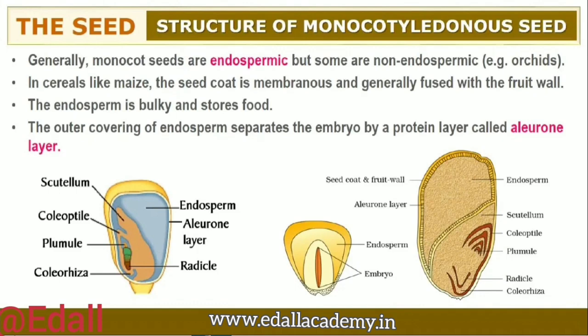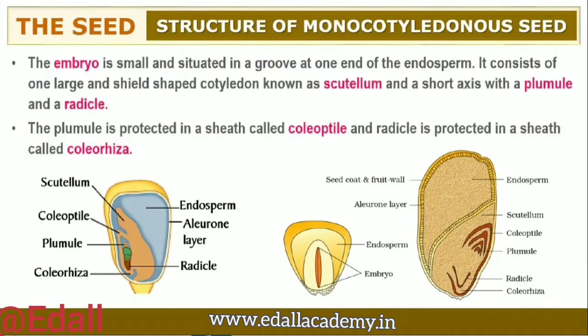The outer covering of endosperm separates the embryo by a proteinous layer called the aleurone layer. The embryo is small and situated in a groove at one end of the endosperm. It consists of one large and shield-shaped cotyledon known as scutellum and a short axis with a plumule and a radicle. The plumule and radicle are enclosed in sheaths which are called coleoptile and coleorhiza respectively.